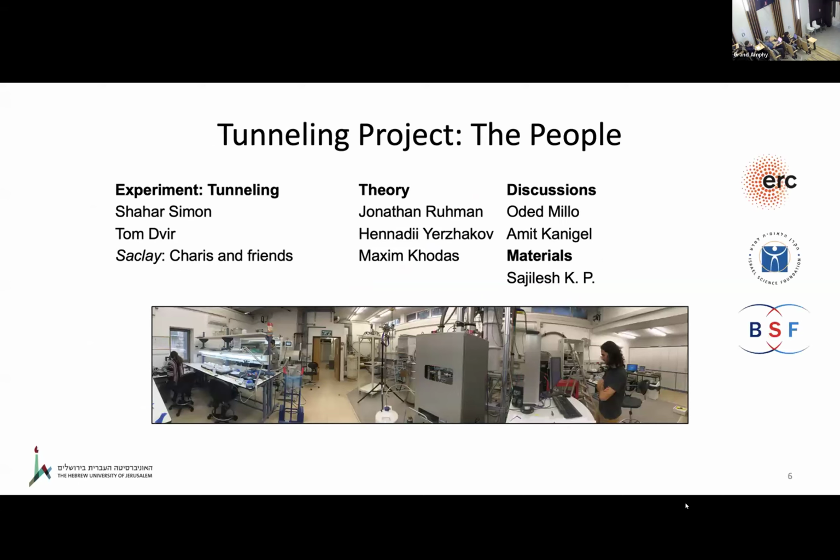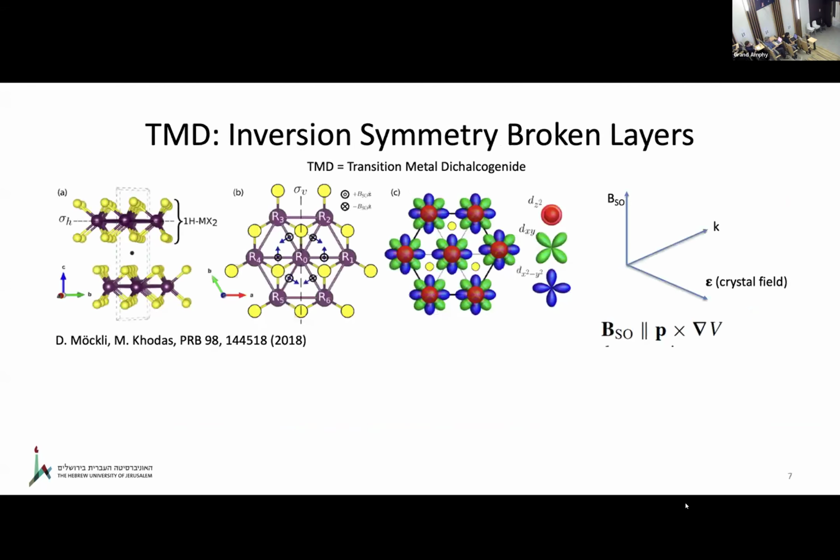We're here in Orsay, so I have a huge scientific debt to the people here, to the teams of Caris and Marco and Hélène and Sophie. I reached out to this group over 10 years ago, knowing this is the place to learn superconductivity, and this is the place to learn how to do tunneling measurements, and we've been having a very fruitful scientific relationship over the years. The results shown here, the theory was done by Jonathan Ruchman from Bar-Ilan University, and his postdoc Gennady Yerzhekov, and by Maxim Chodesh from Hebrew University. And we had a lot of help from Oded and Amit Kanigel from the Technion, also some provision of samples and data.